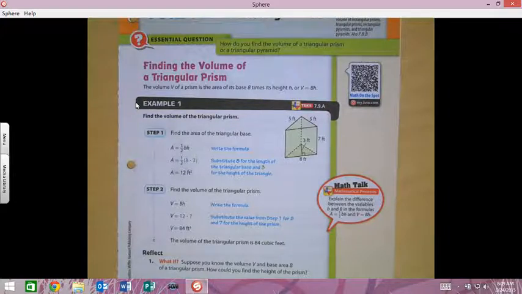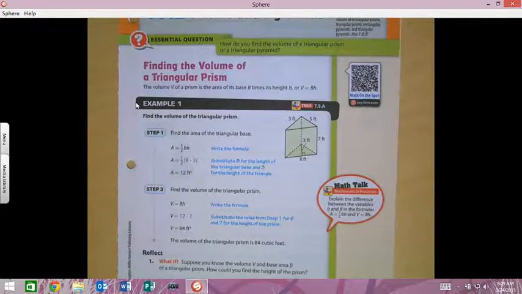So it says finding the volume of a triangular prism. The volume V of a prism is the area of its base, B, times its height, or V equals big B times H. We talked about that yesterday. Remember, big B is the area of the base. Your H is the height of the prism.